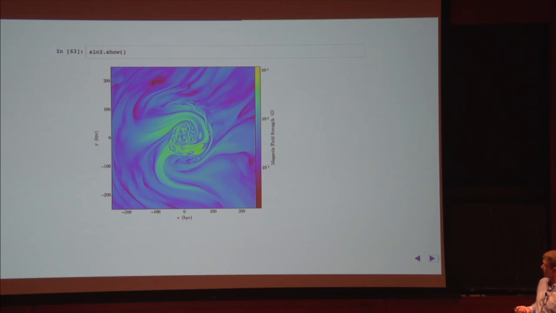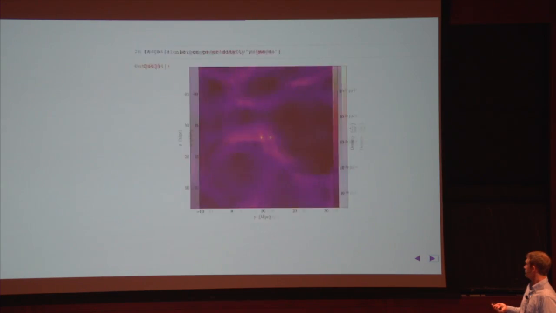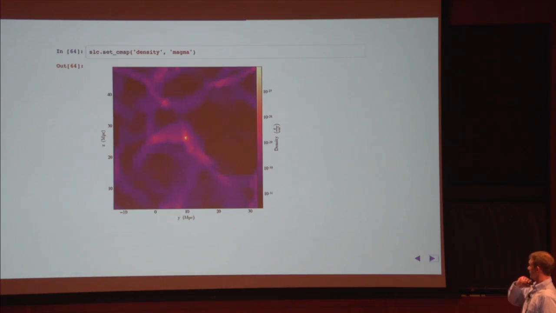So this is a slice through the magnetic field strength. You can see we've got the correct units here in Gauss. We've got 1 microgauss right here. Like Matt said this morning, everything is in microgauss. Going back to the cosmology data set for a moment, I'm going to be flipping back and forth between them.